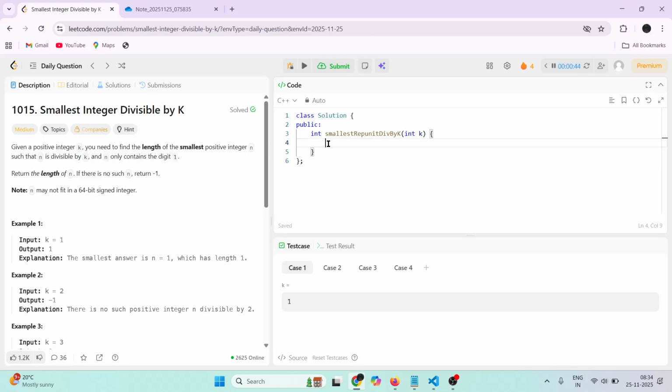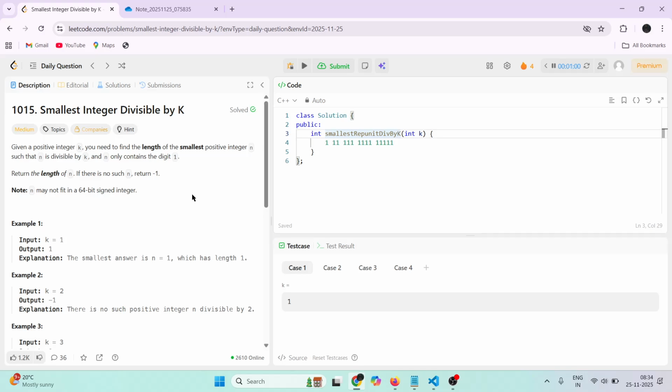What does it mean that n only contains 1? It means it can be 1, 11, 111, 1111, and so on. In this way we go, and we have to find which one is the smallest that is divisible by k, and we have to return the length. And if we can't find one, then we return -1.